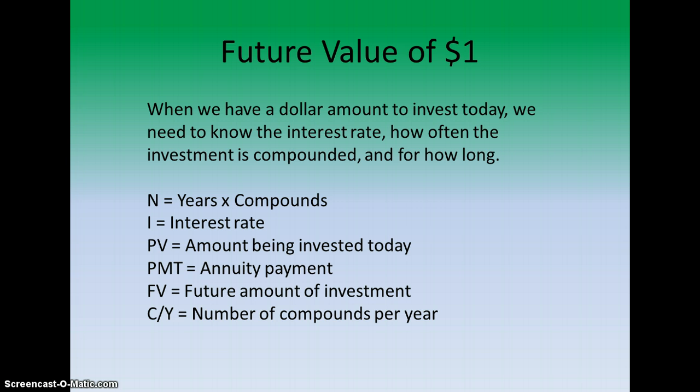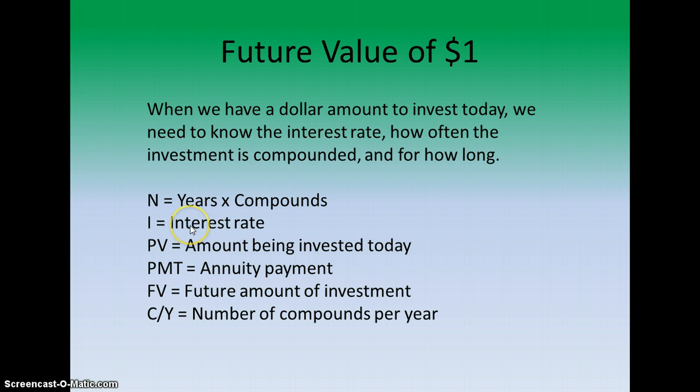In our calculator, we type in N as the years that we're going to have the investment, times how many times it compounds per year. If something compounds once a year, and we have it for 5 years, it would be 5 times 1, and our N would be 5. If it compounds semi-annually, meaning twice a year, then for 5 years our N would be 5 times 2, which is 10. If it compounds quarterly, 4 times a year, then for 5 years it'd be 5 times 4, which is 20.